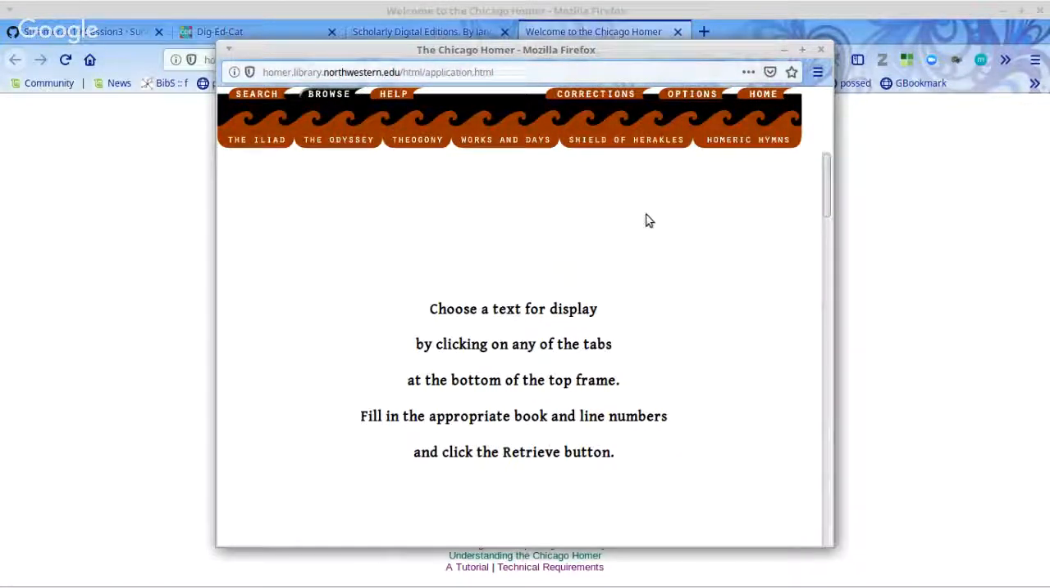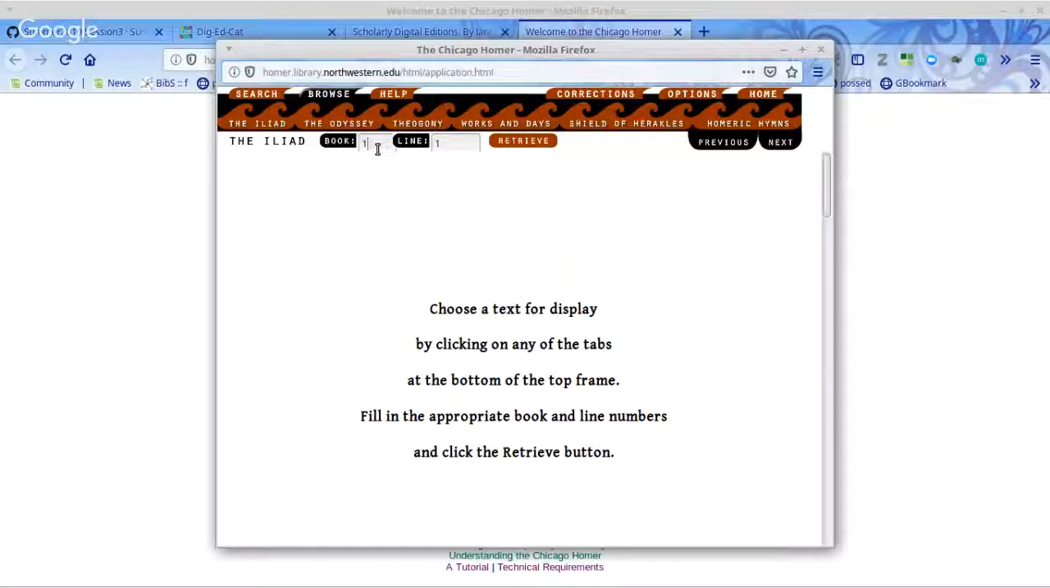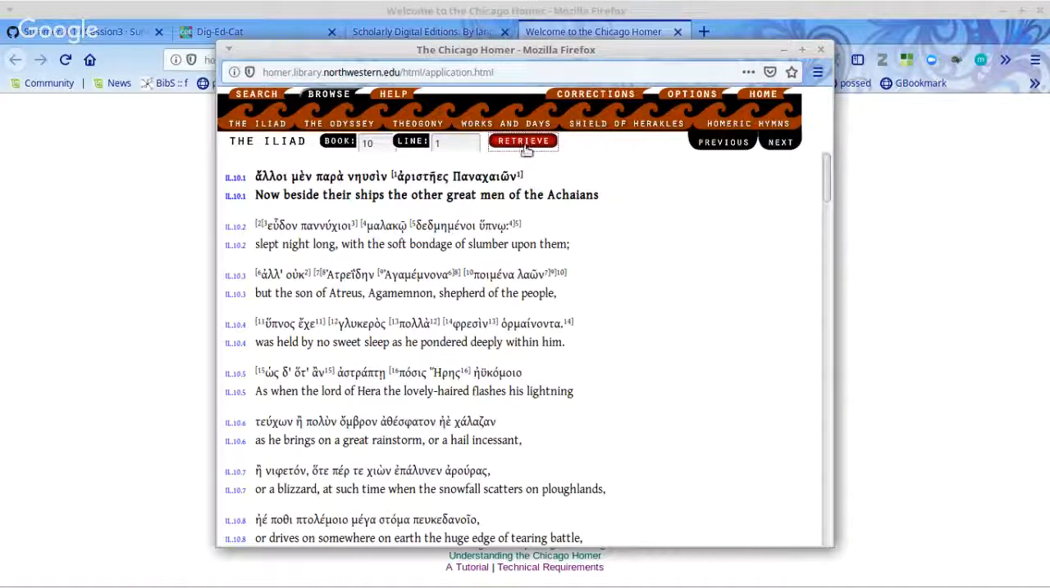So it very clearly says what we should do. If we want, for example, as a test, to go to book 10 of the Iliad, we simply select the Iliad, say that we want to go to book 10, to the first line, and then we retrieve this. Now, what do we get?